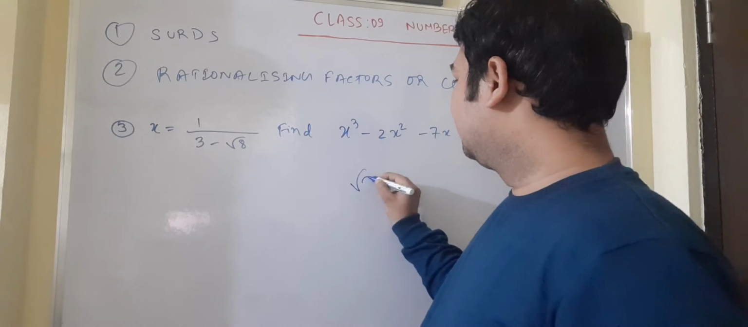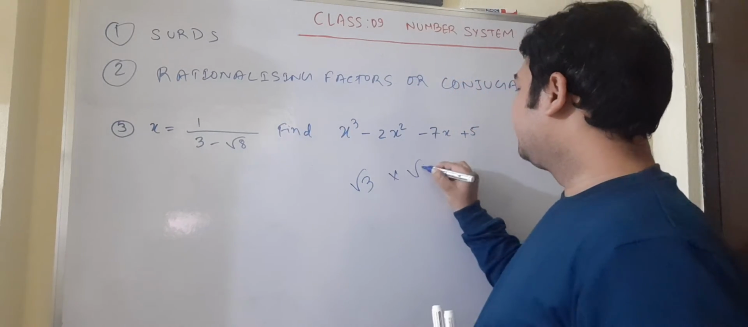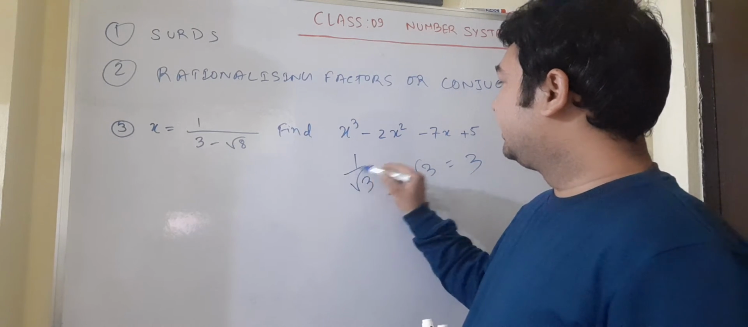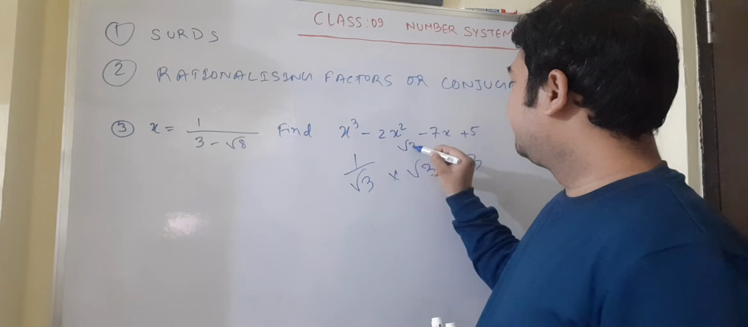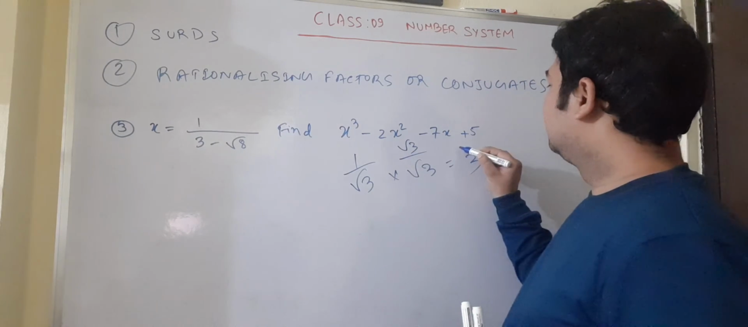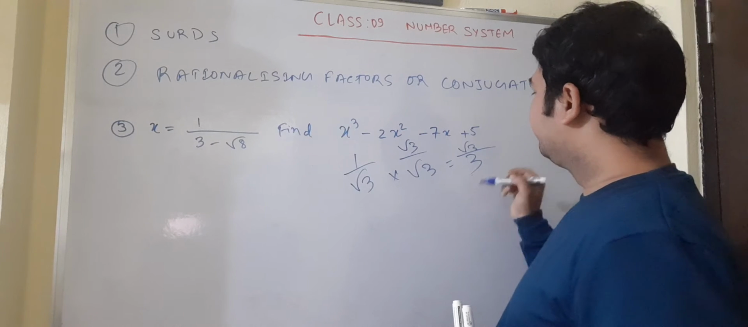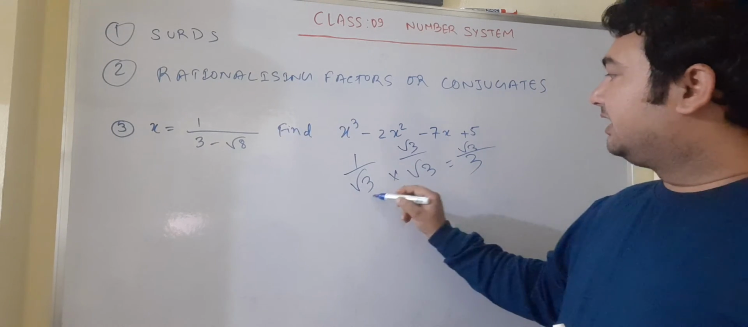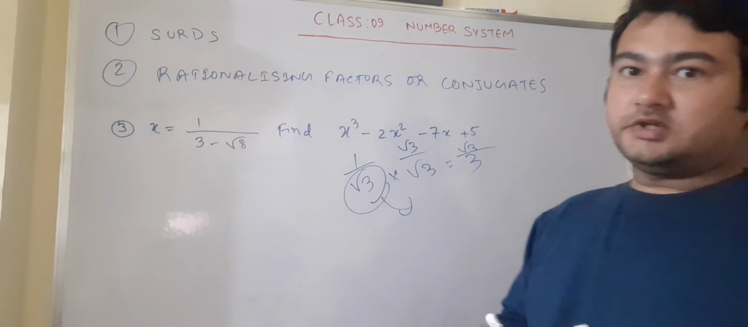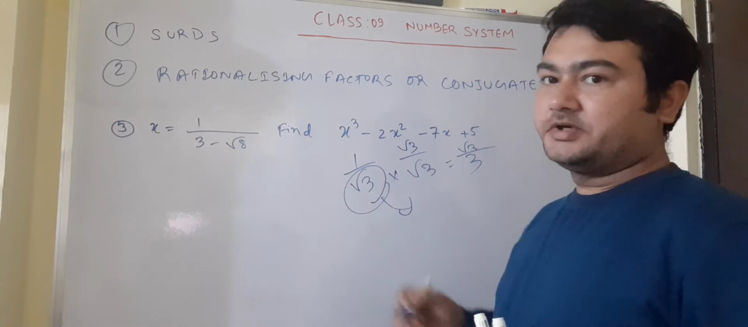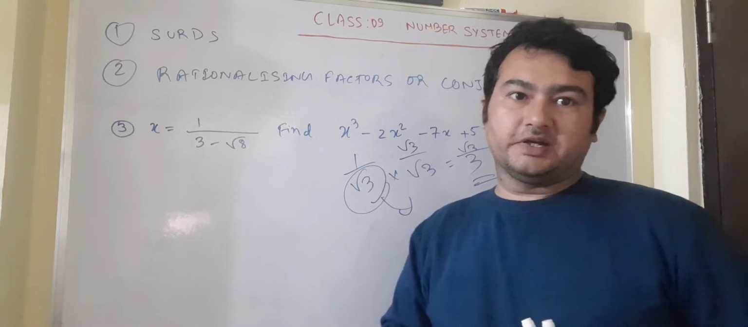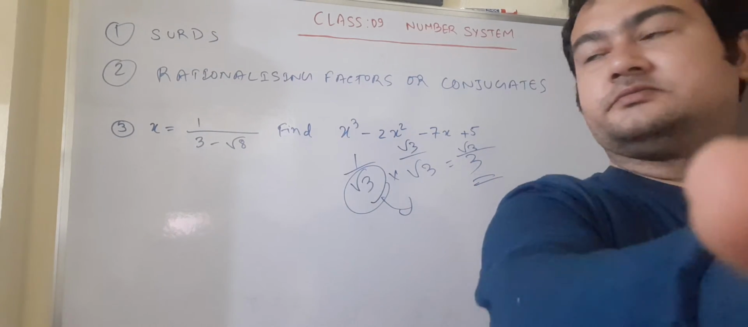If we are given root 3 and we multiply it by root 3, it becomes 3. If it is in the denominator, we multiply root 3 by root 3, and we get root 3 as the numerator and 3 as the denominator. We have converted this denominator into a rational number, that is 3. So this is what we had studied in the last class.